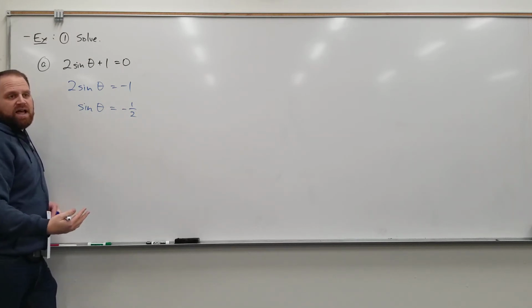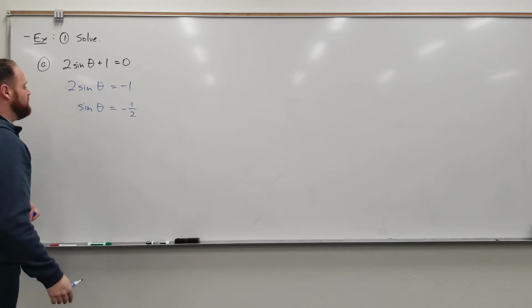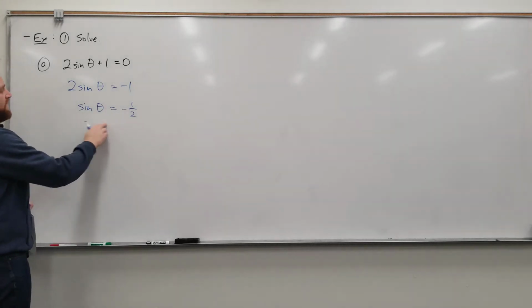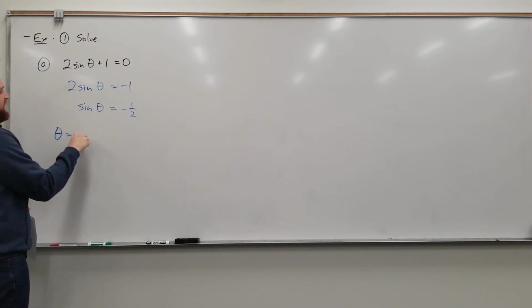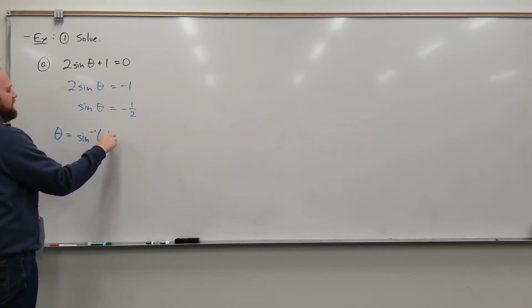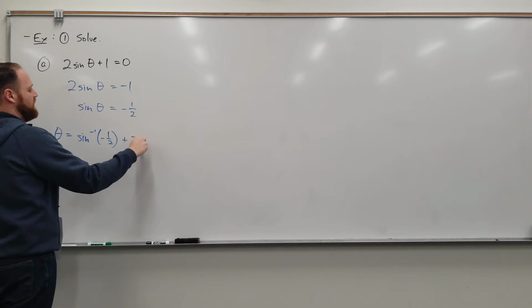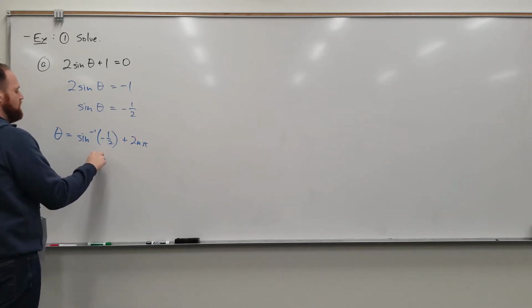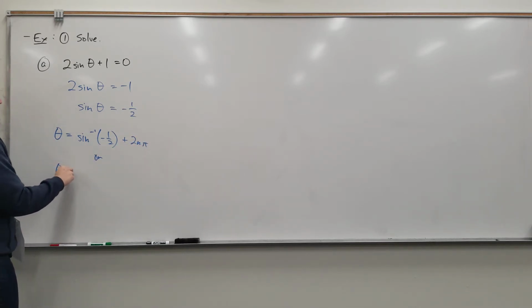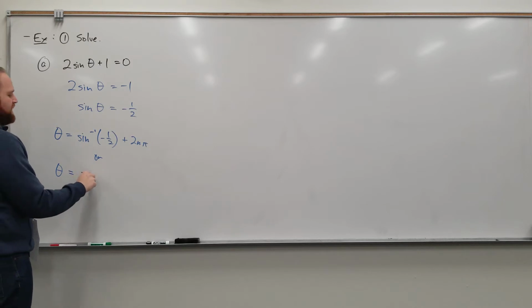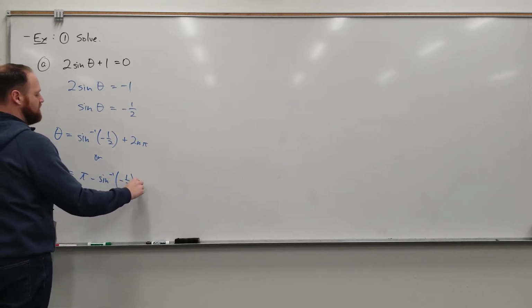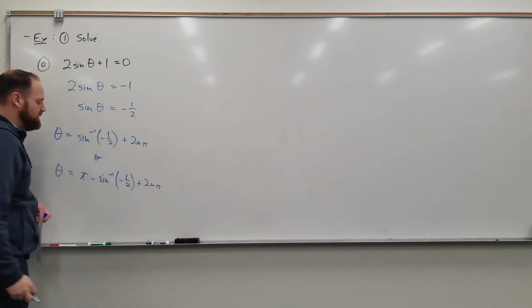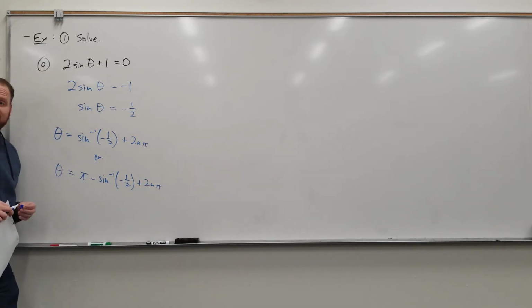Now I'm going to apply the rule, right? So the rule from that list of facts. So if this is the case, then I know that either theta equals sine inverse of negative 1/2 plus 2n pi, or theta equals pi minus sine inverse of negative 1/2 plus 2n pi. And that's it, right? That's all there is to it.